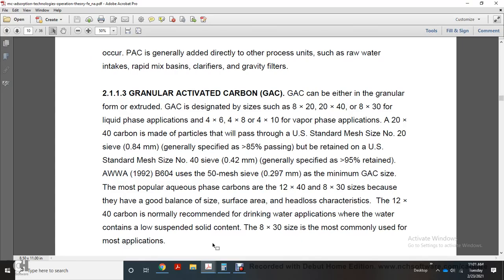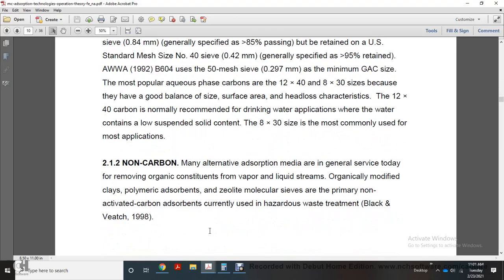AWWA B604 uses a 50 mesh sieve as the minimum granular activated carbon size. The most popular aqueous phase carbons are 12 by 40 and 8 by 30 sizes because they have a good balance of surface area and head loss characteristics. The 12 by 40 carbon is normally recommended for drinking water applications where water contains low suspended solid content. The 8 by 30 size is most commonly used for most applications.